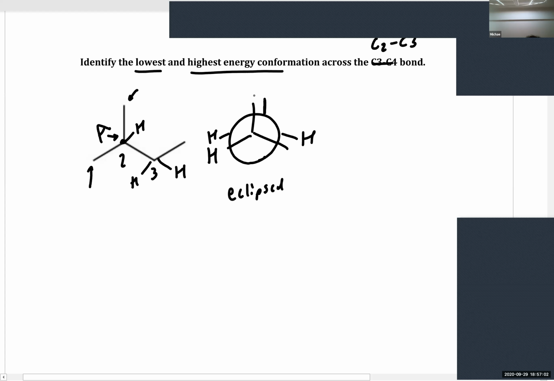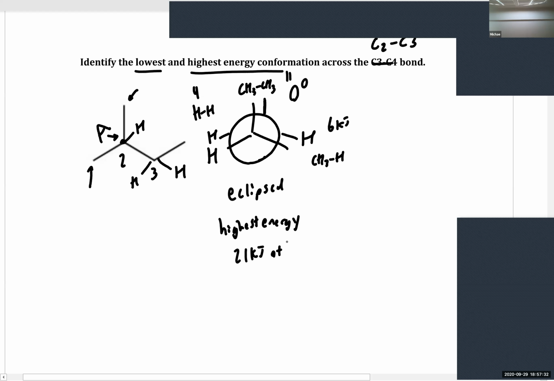And as you notice, we have our bulkiest substituents with a 0-degree dihedral angle, which we would expect to be our highest energy conformation. The reason for that is if we add up our HH, our methyl-methyl, and our methyl hydrogen interactions, we have 4, 11, and 6 kilojoules, and that gives us 21 kilojoules of strain.